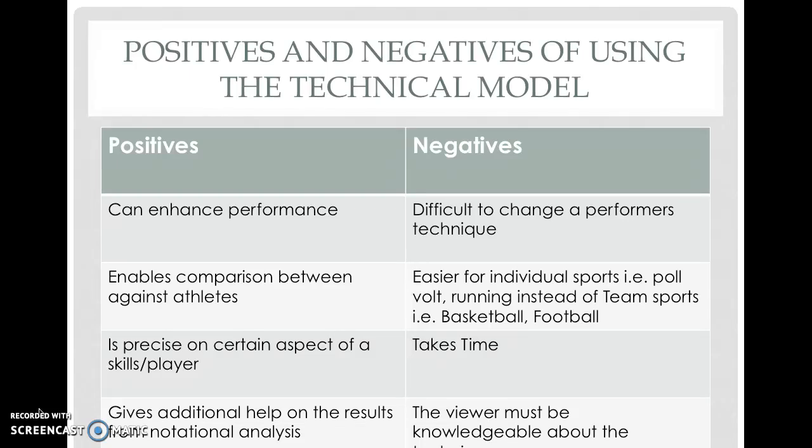It is precise on certain aspects of the skills of a player, so it's not quite as varied as notational analysis, because with the data there are specific parts of a skill that can be changed within the technique, and it gives additional help on the results from a notational analysis. For example, if someone didn't have very good interceptions or didn't have a very high basket rate, then they could see what technical aspects of their performance were involved and were going wrong.